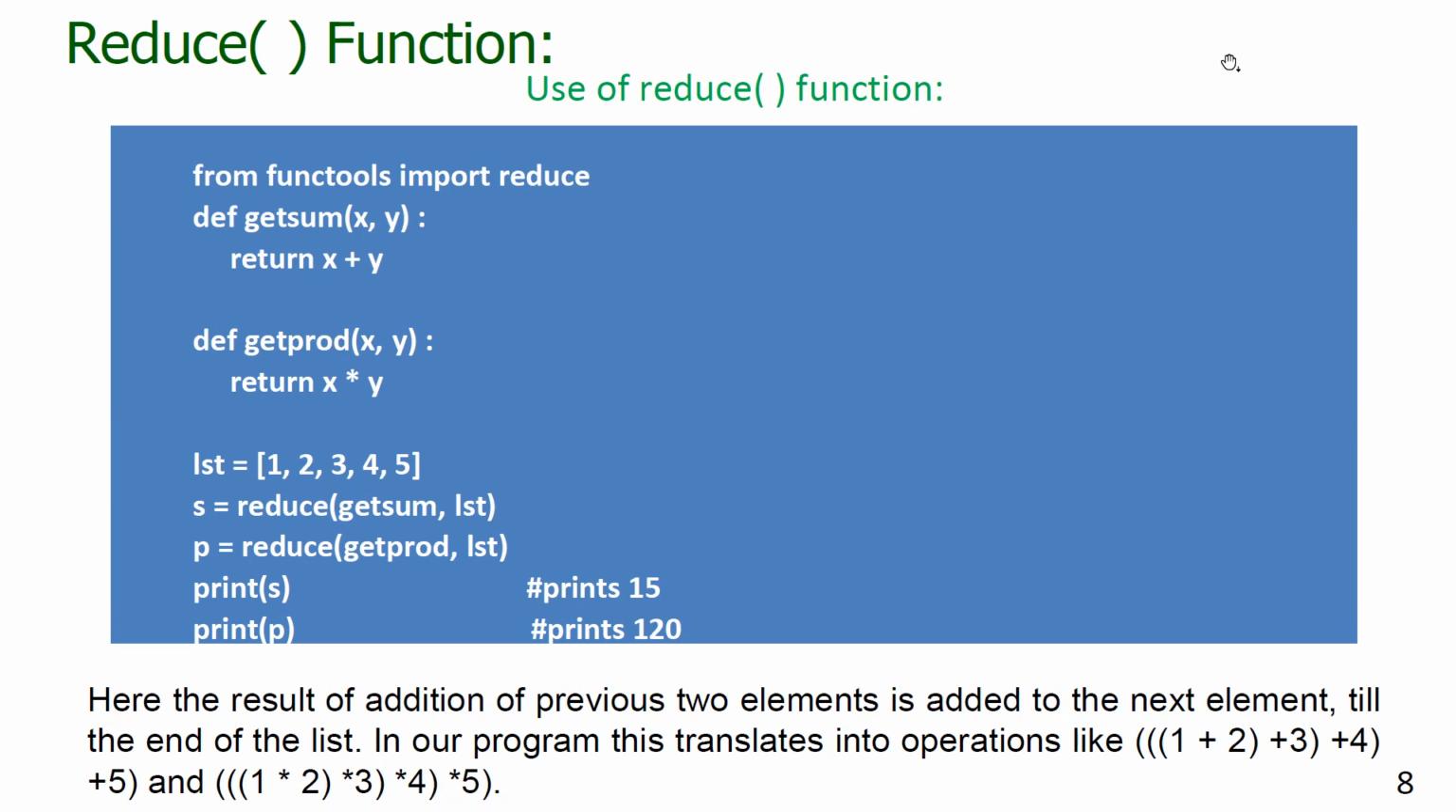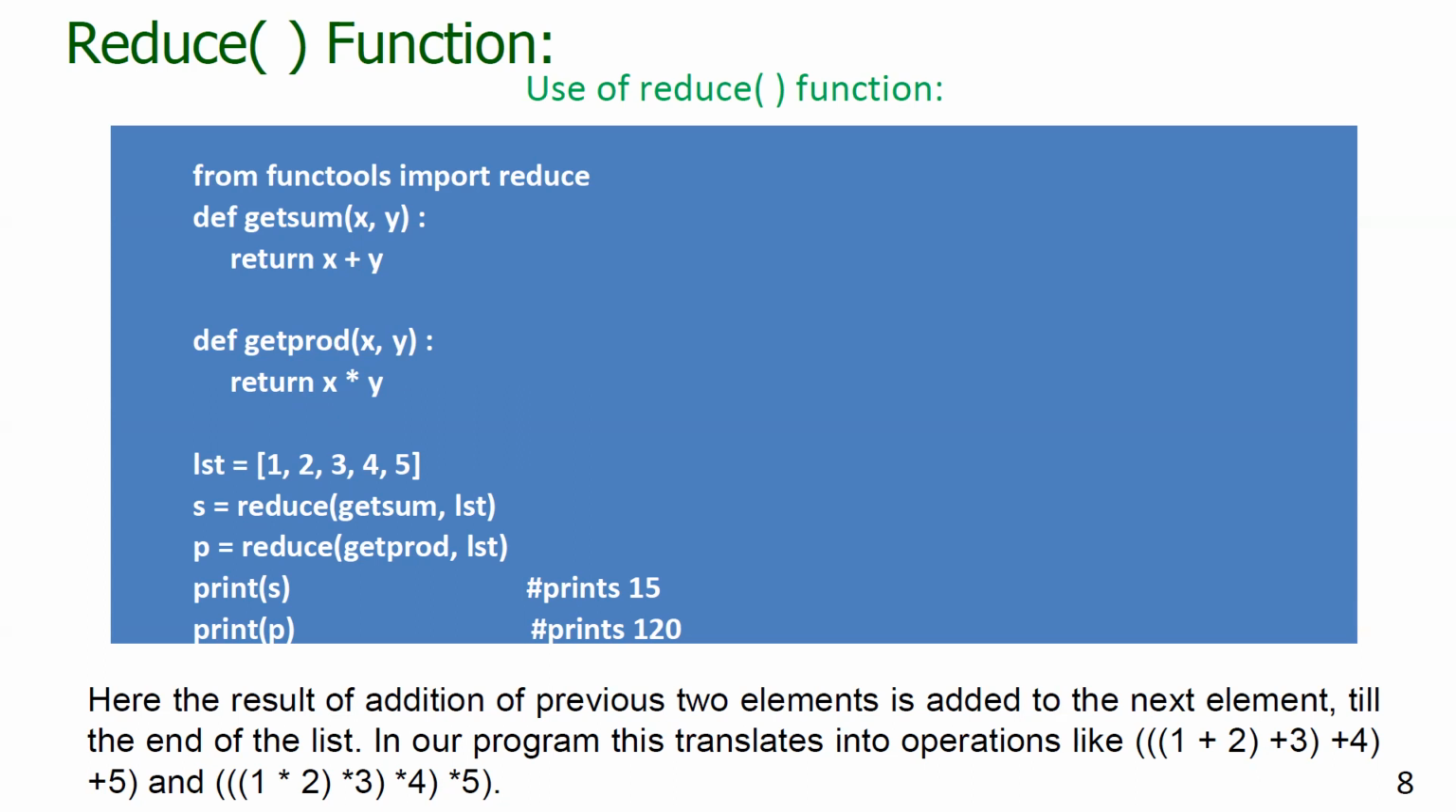So now this is the reduce function. First, if you want to use the reduce function, we have to import reduce from functools. So from functools import reduce. Define get_sum(x, y), and it will return only x plus y. And define get_product(x, y), return x into y. So this is the reduce function.